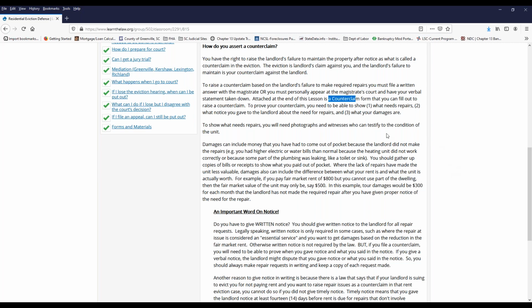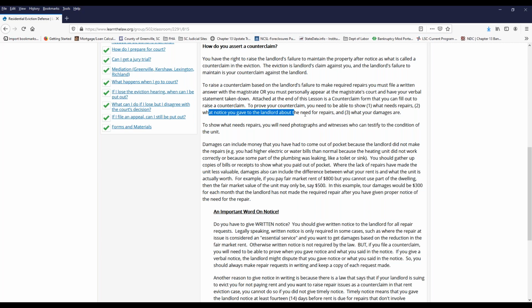You should be able to explain what notice you gave to the landlord about the need for repairs, and also when you gave that notice. So if your evidence is, well, I talked to the maintenance man one time, it might have been last month, it might have been 2 months ago, that's not great evidence.